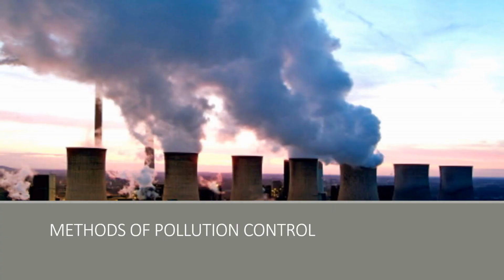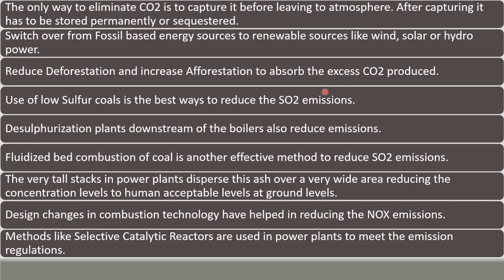Now we'll be discussing the methods of pollution control. The only way to eliminate CO2 is to capture it before it leaves to the atmosphere. After capturing it, it has to be stored permanently, or sequestered. And we should switch from fossil fuel to renewable energy sources like wind, solar, or hydro power. We have discussed these renewable energy sources.